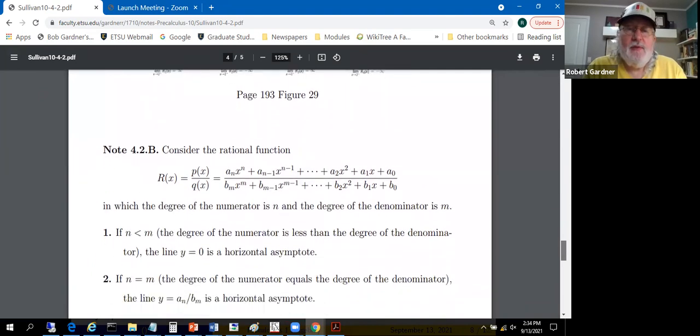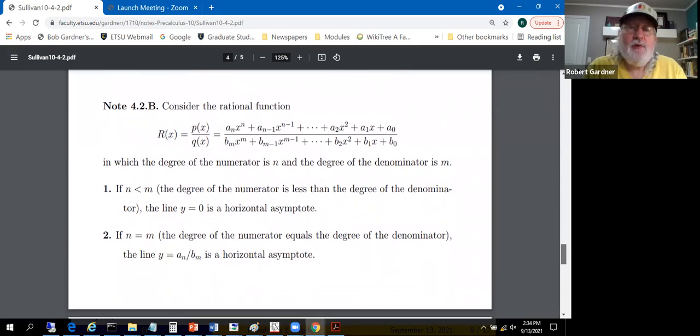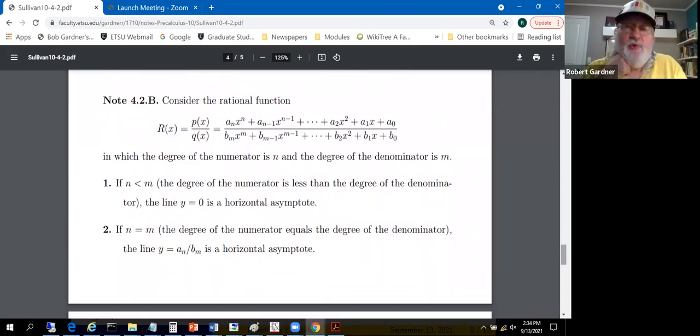Let's deal with asymptotes in general for a rational function, and we'll do a couple more examples. Consider the rational function. All right, so let's see. Rational functions are ratios of polynomials. Say the numerator has coefficients subscripted a's, the denominator has coefficients subscripted b's. Say the numerator has degree n and the denominator has degree m.